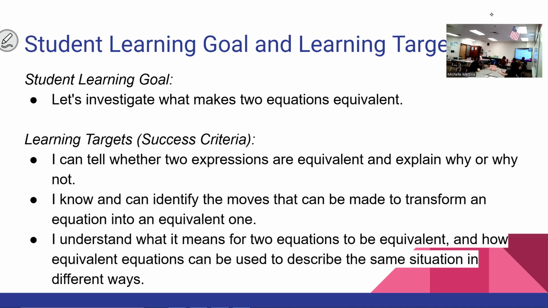What are some of the ways we learned in the lesson that we can tell if two equations are equivalent? Like the solution, the value for the variable. So if they have the same solution, then they are equivalent. How else can you tell?